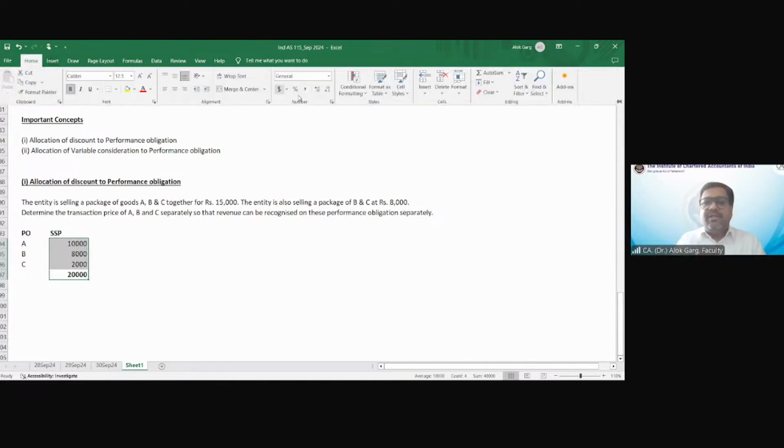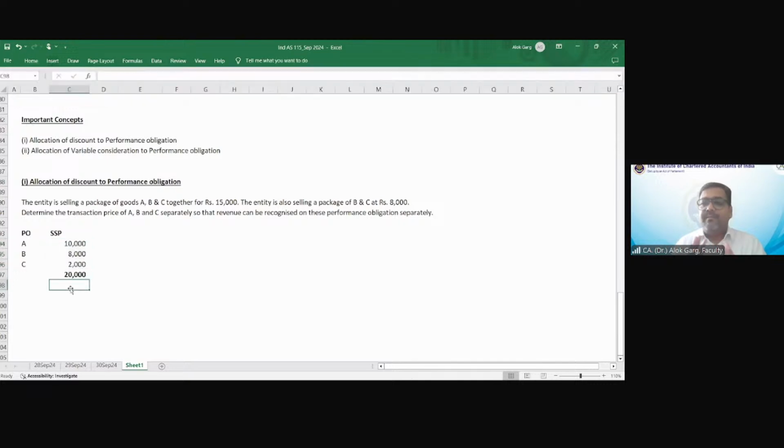In this question, the standalone selling price of A, B, and C is given, which is 10,000, 8,000, 2,000. The transaction price is also given, which is 15,000. So 20,000 का पैकेज कितने में बेचा? 15,000 में. What does it mean? Vignesh, what does it mean?